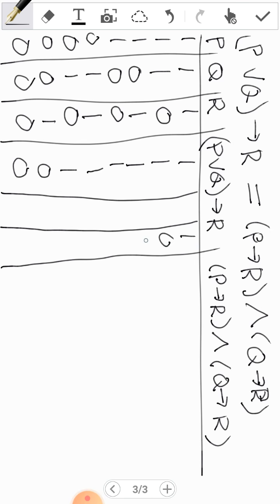1, 0, 1, 0, 1, 0, 1, 0. Implication. If the first premise is false, this must be true. If the first premise is true, second premise is true, this is true. First is true, second is false. First is true, second is true. First is true, second is false. Both are true. The second is false. Okay, so we will now look at this column here for the entire left side.